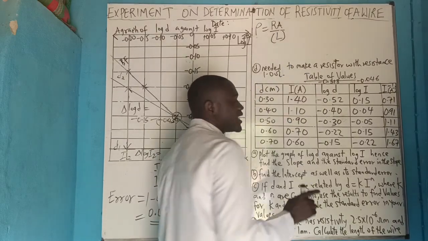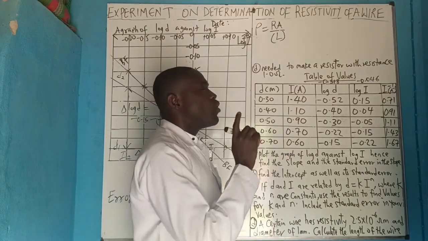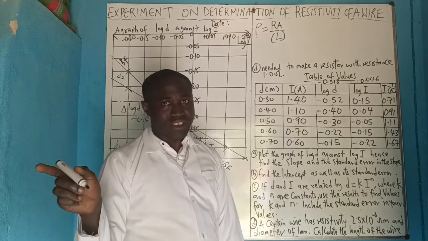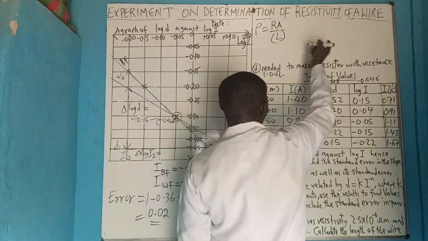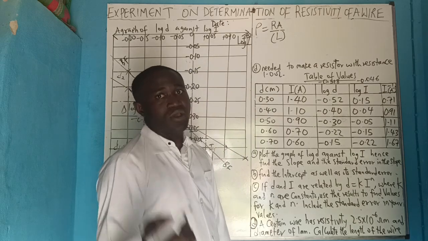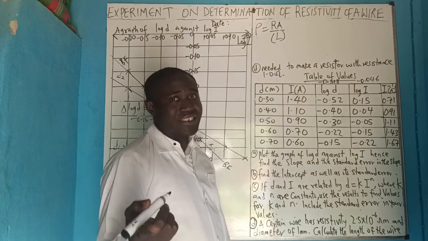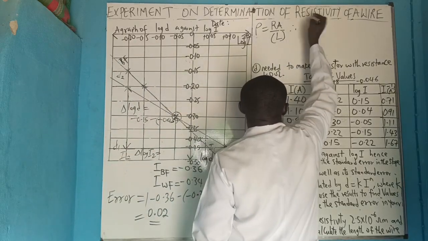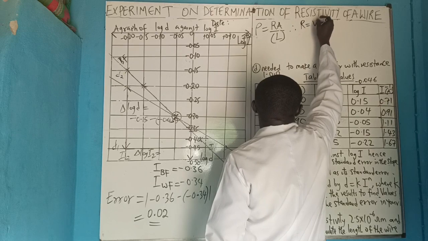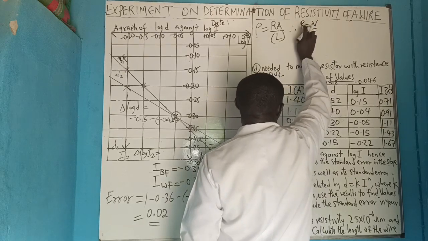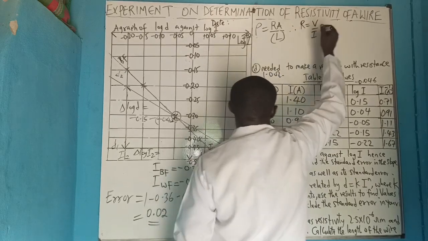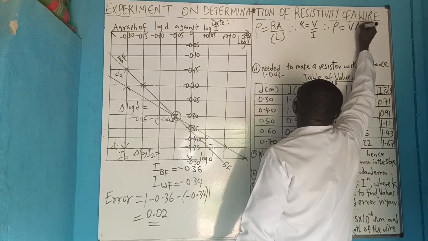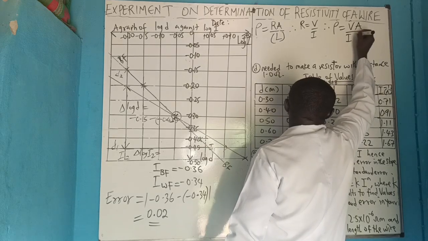Then we also note that voltage is equal to current times resistance. That means current is voltage over resistance. Resistance is equal to voltage over current, right? We say that R is equal to V over I. The effective resistance is equal to voltage over current. Therefore, this becomes VA all over IL.